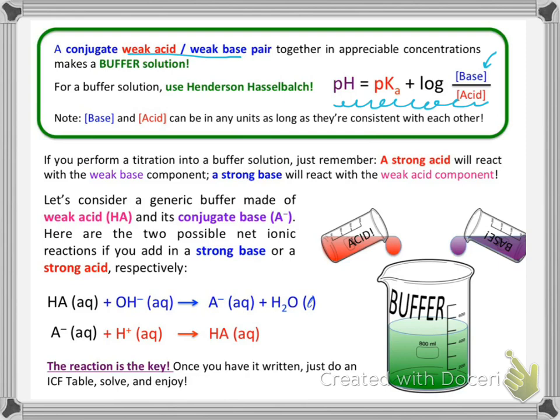And so what ends up happening with a buffer is if we add in some acid, it's going to react with whatever conjugate base is there to reform the conjugate acid. And if we add in some base, it's going to react with the conjugate acid to make some conjugate base. And so we sort of have a sponge for either acid or base that's added in. And so it's going to resist changes in pH.